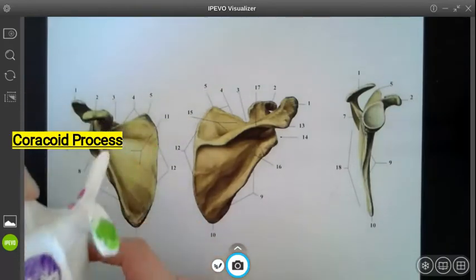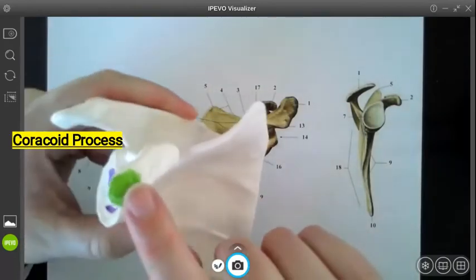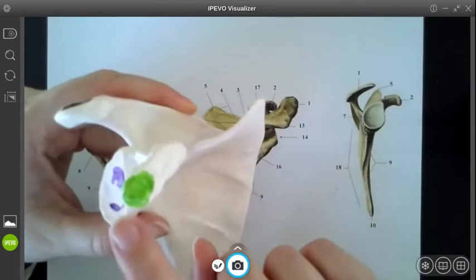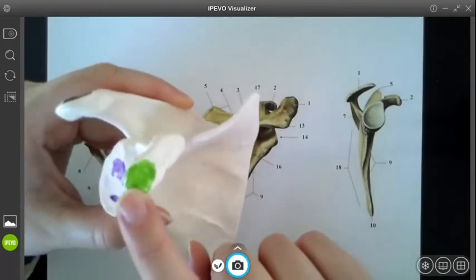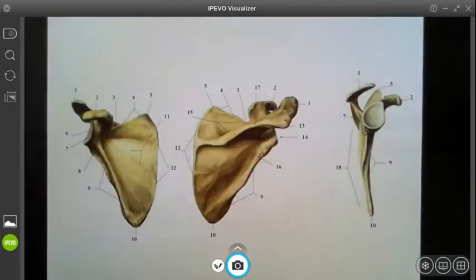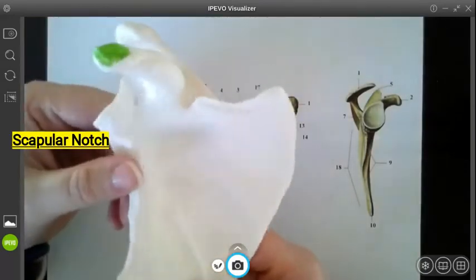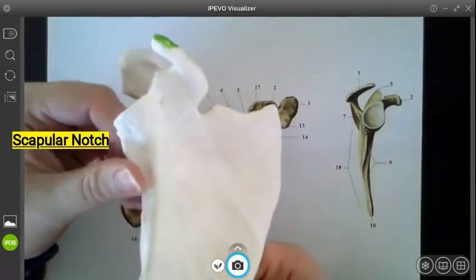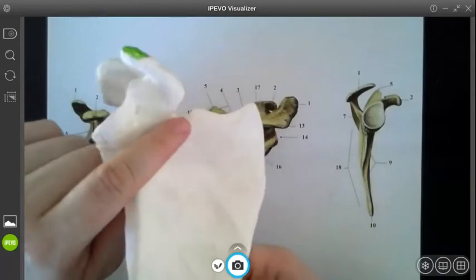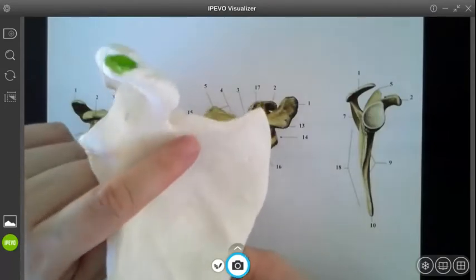Number two is the coracoid process. That's on the other side right here, the coracoid process, and that's in green. Number three is the scapular notch. You can see on the scapula right here, there's a little indentation out of it. That's the scapular notch. That's number three.